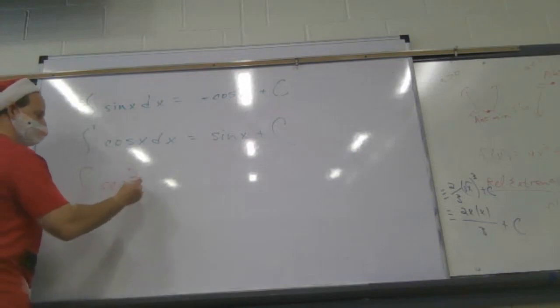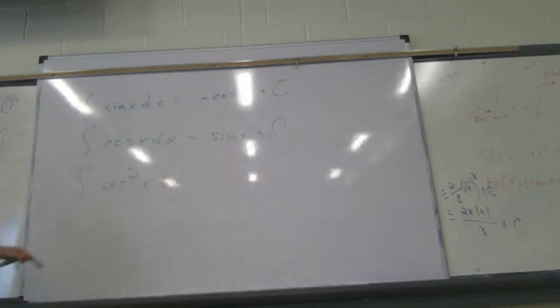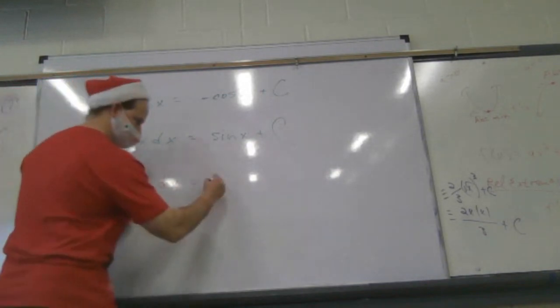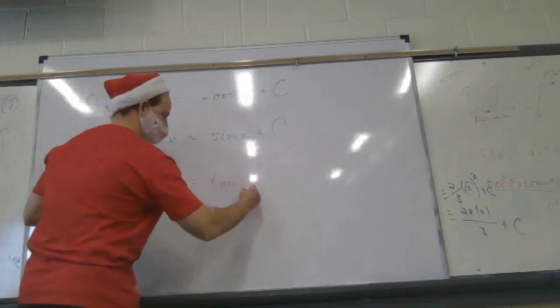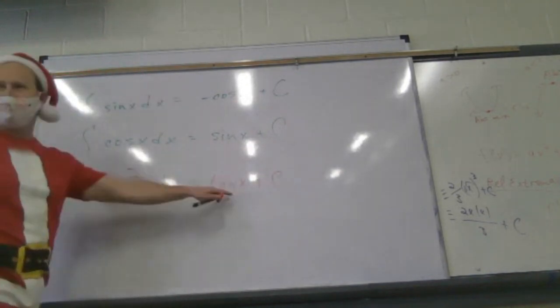Anyway, so what's the other one? Well, what about this? There's some that I know, right? If you take Calc 2, we do more of this stuff, like we figure out more of them. The derivative of what is secant squared? Tangent x. So the antiderivative of secant squared is tangent x.